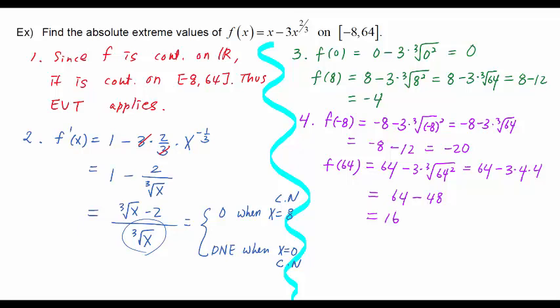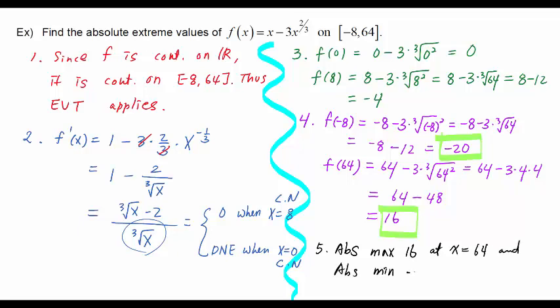All right, so step 5. I need to make a conclusion out of all these 4 values. What is the largest value? I see the largest value is right here, 16. And what is the smallest value? The smallest value is negative 20. So this time my absolute max and absolute min both happen at the endpoints. So for this function, the absolute maximum is 16 and it is happening at x equals 64, and the absolute min is negative 20 at x equals negative 8.